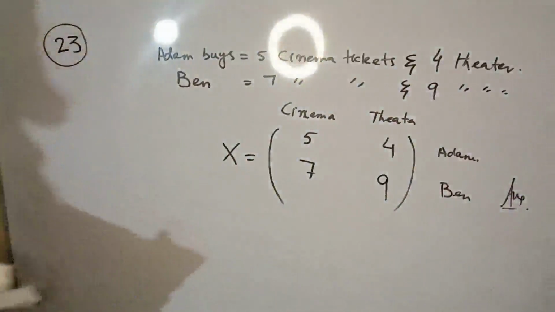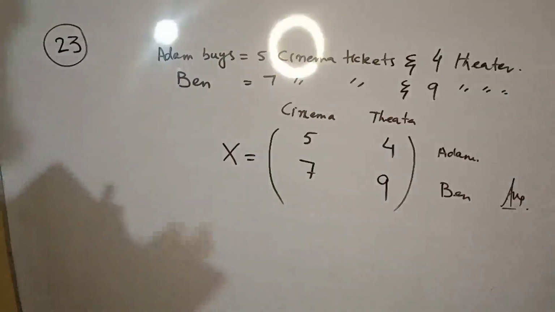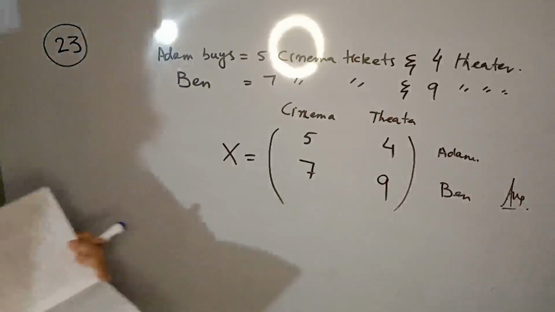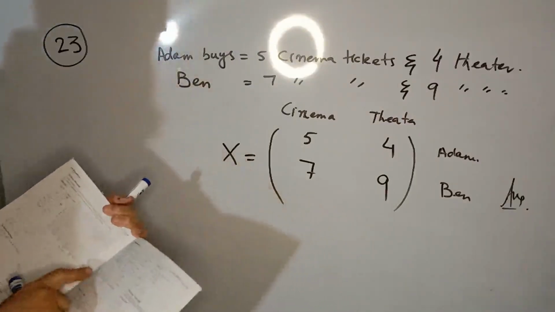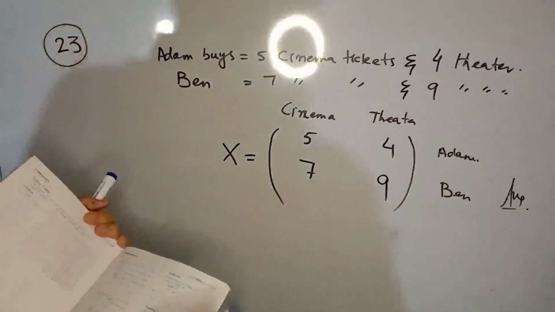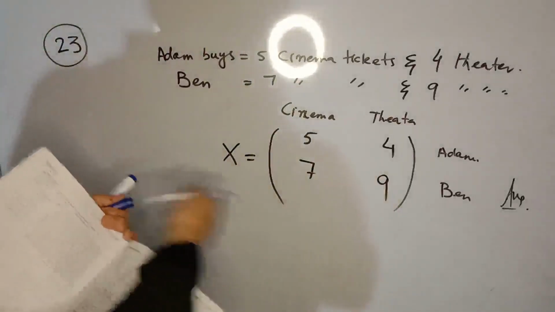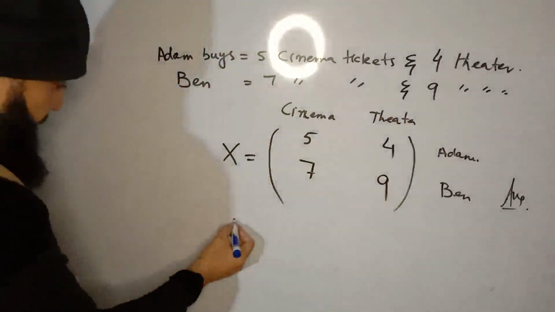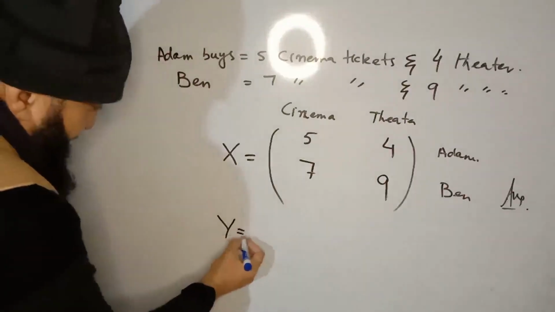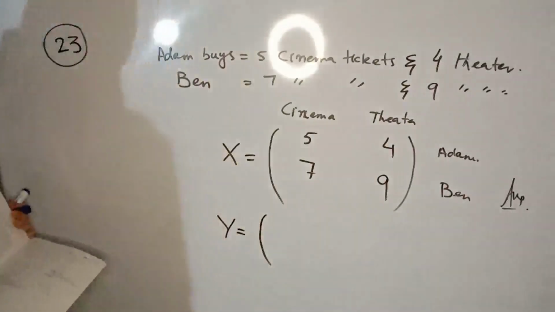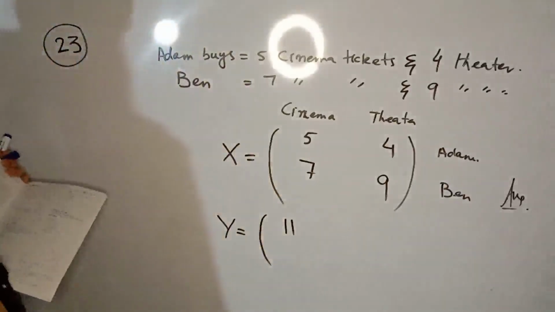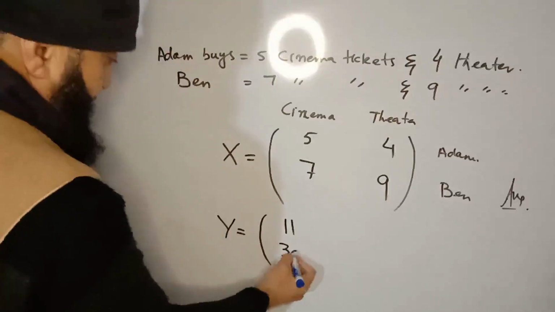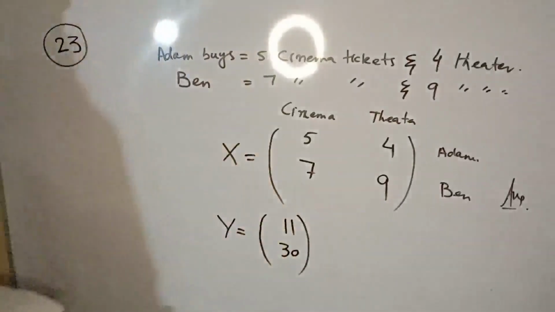A part, okay. B part is, cinema tickets cost $11 each, and theater tickets cost $30 each. The matrix Y represents this information. That is, matrix Y represents the cost of each ticket: $11 for each cinema ticket and $30 for each theater ticket. This is the Y matrix given here.